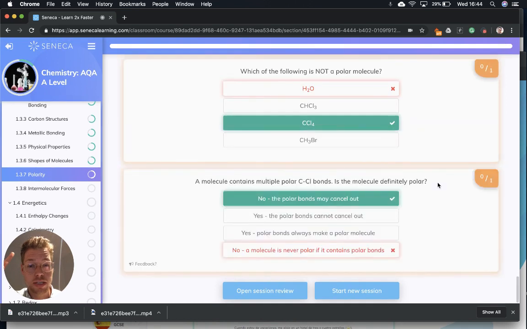So that just about takes us to the end of the episode, and I hope you're feeling confident about polarity and electronegativity and all the different things you need to know. The key things I would remember is that if a molecule is symmetrical and has polar bonds, it's not going to be a polar molecule because the dipoles are going to cancel out. It's one thing that's really key to remember, and examiners love to try and trick you out with it. So don't fall into that trap.